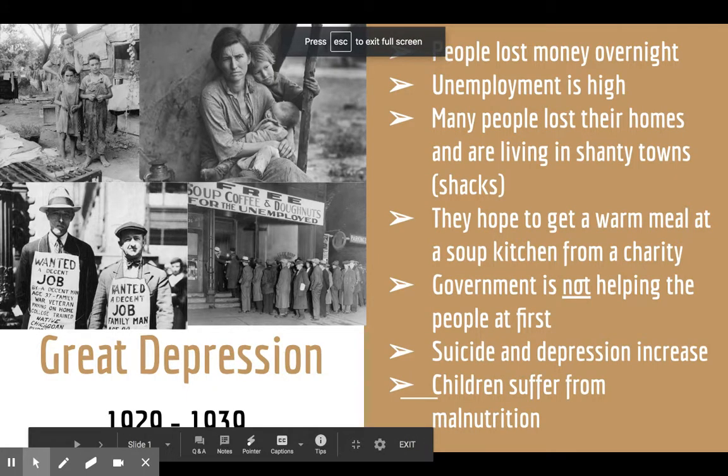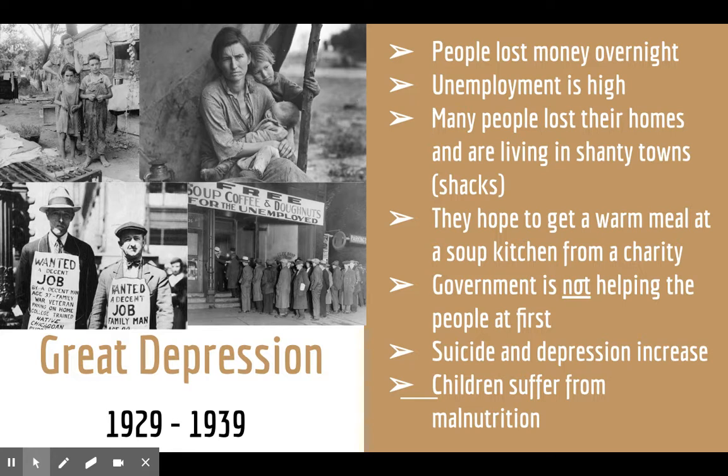Hello, everybody. This lecture is going to be on the Great Depression, but it's going to be more focusing on the two presidents that we had during the Great Depression and how they responded to it. So, the Great Depression occurred from 1929 to 1939.